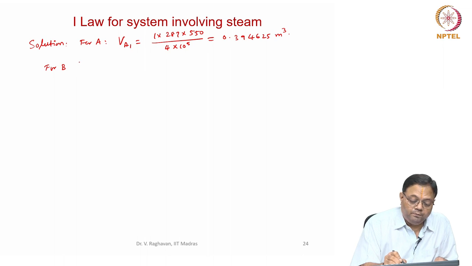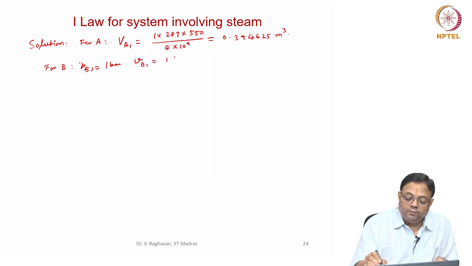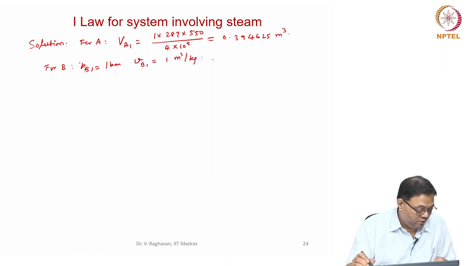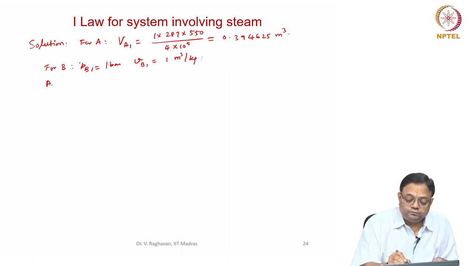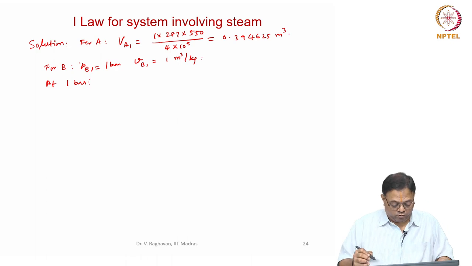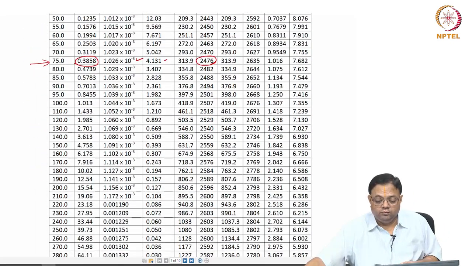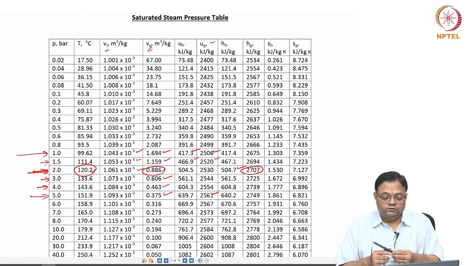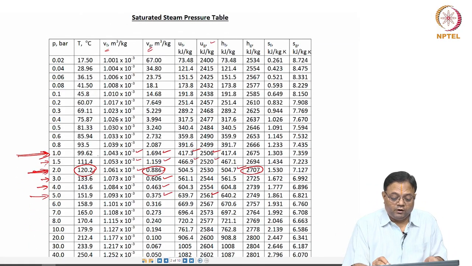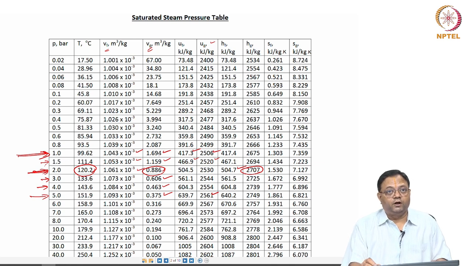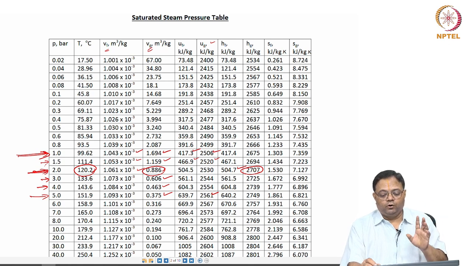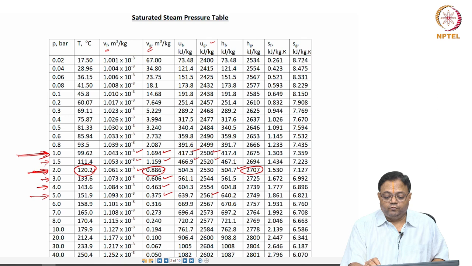Now for B, we have already seen that PB1 equal to 1 bar, VB1 equal to 1 meter cube per kg, and that is going to fix the state. So now what you do is, at 1 bar, you go to the pressure based table, 1 bar pressure. What is the value of Vf? 0.001043, and Vg is 1.694. Now we can see that V1 was 1 meter cube per kg, that means it is a saturated mixture. Similarly, I can note the U also, 417.3 and 2506.